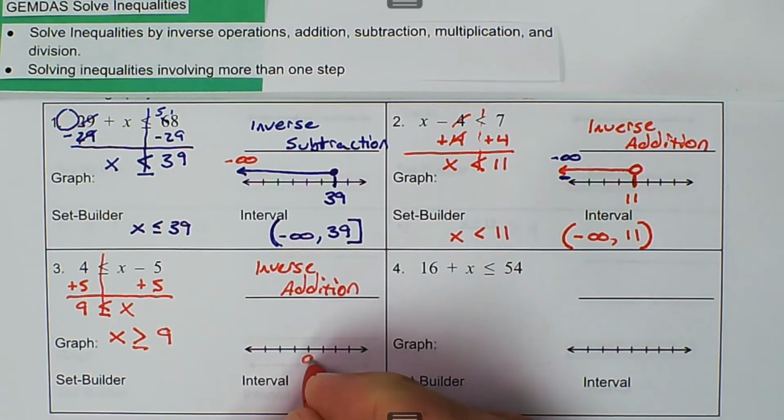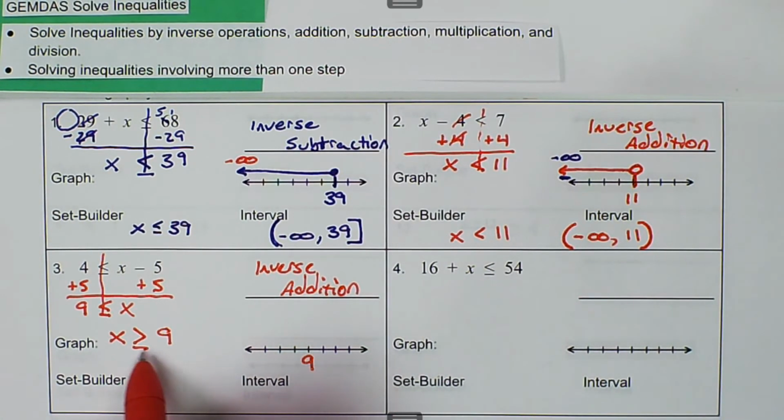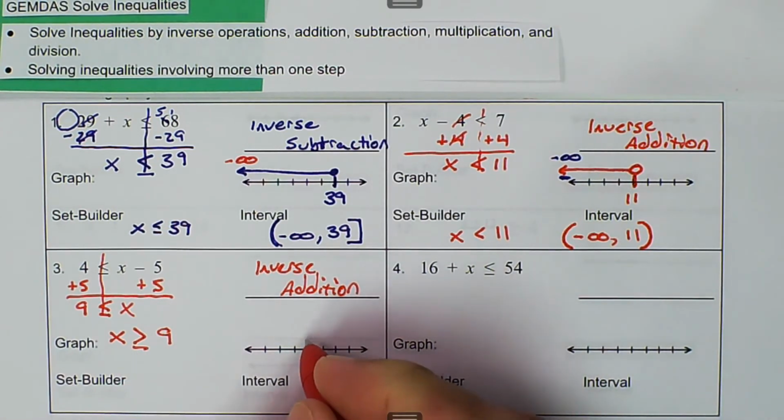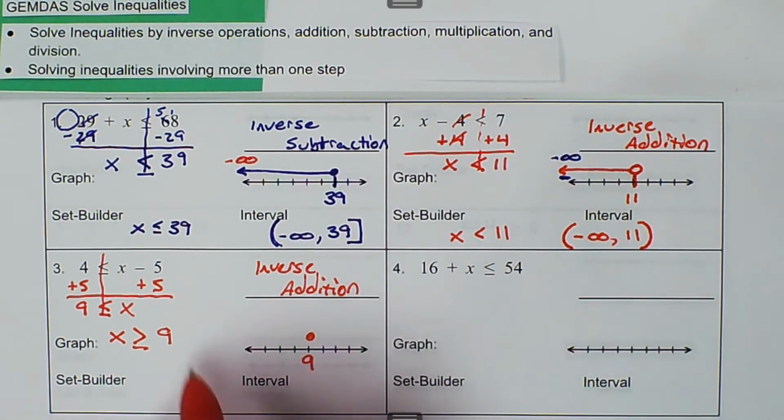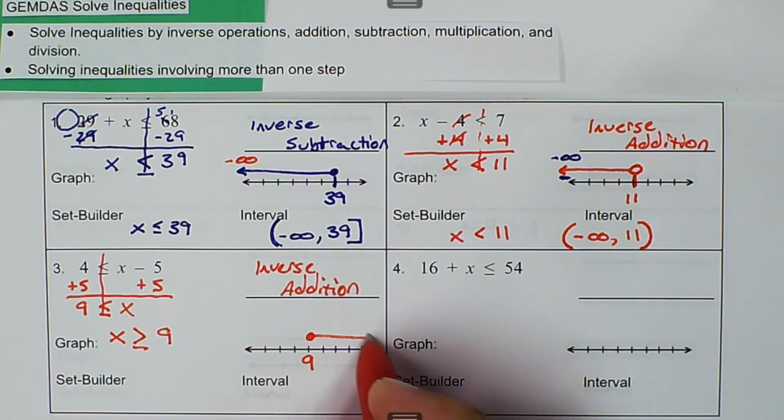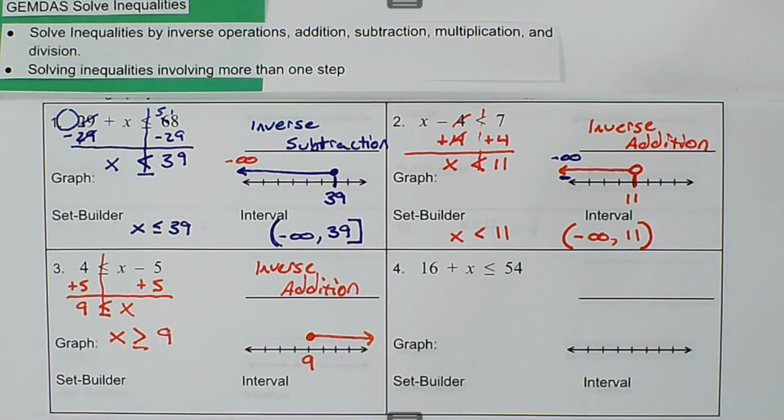So 9 is the part that I care about. The equal to sign means that it's a closed dot. And because the variable's on the left, it's going to point in the direction I need to go. So I'm going to go to the right. All numbers bigger than 9. So my set builder notation is done already. x is greater than or equal to 9.